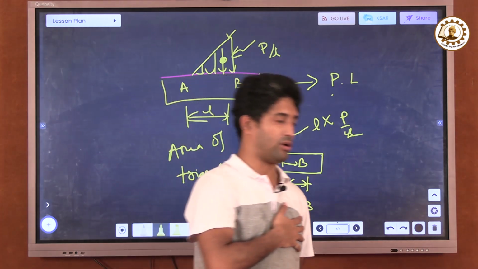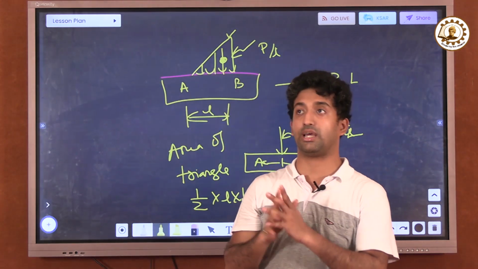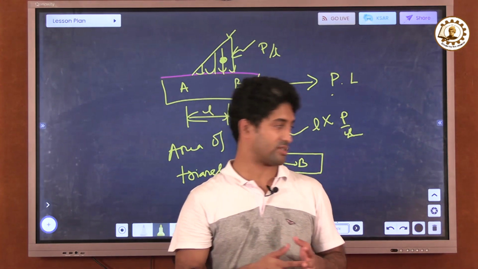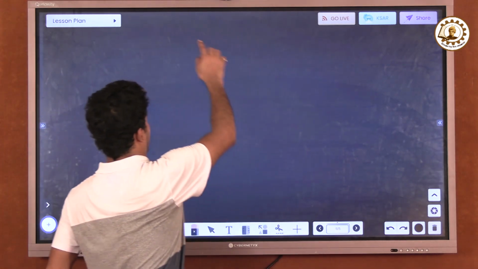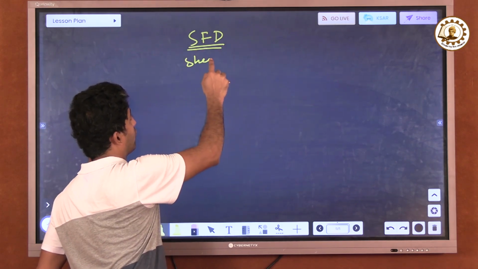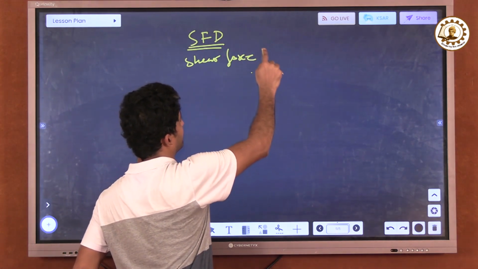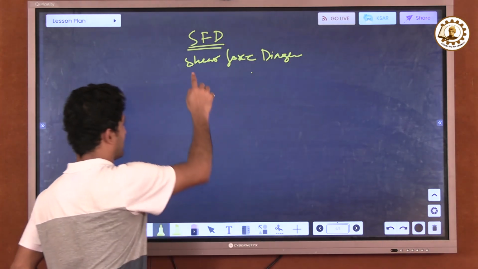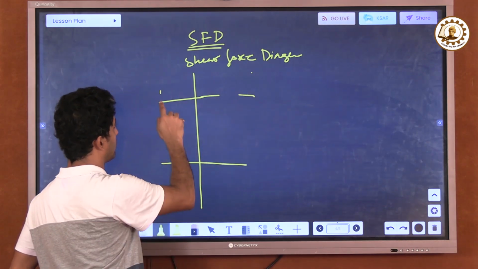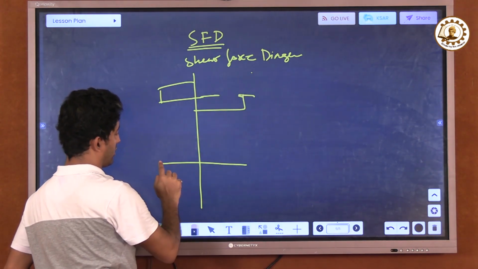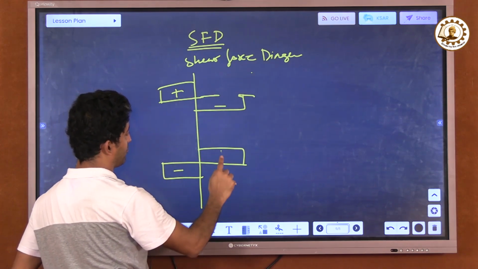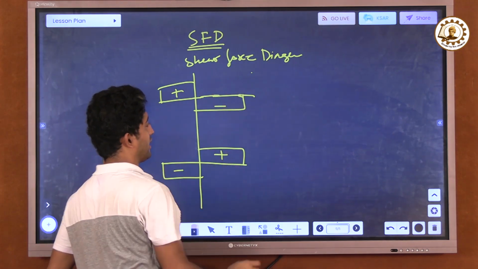Last point of this topic is nothing but the conventions. We have learnt about the load, we have learnt about the support, and lastly, what are the conventions? The conventions is for SFD, full form is shear force diagram. The convention stays like this. Okay, positive, negative, negative, positive. So what does this mean?